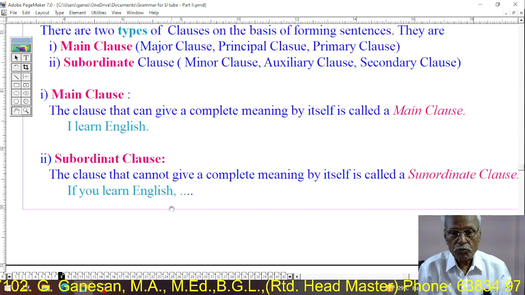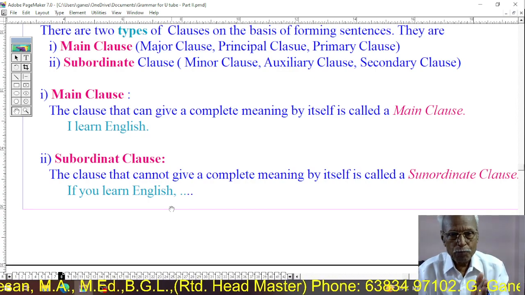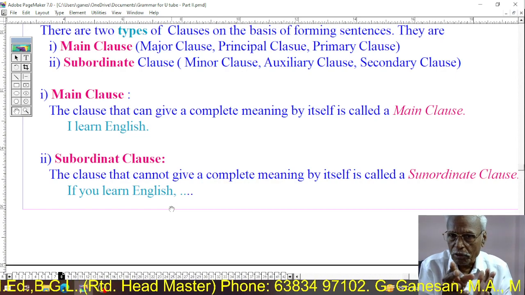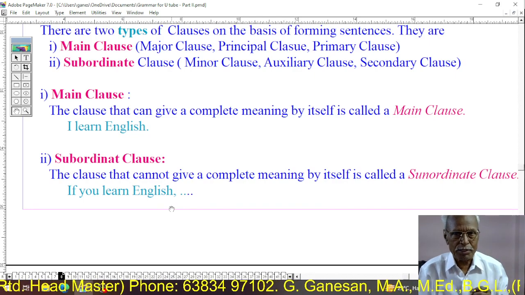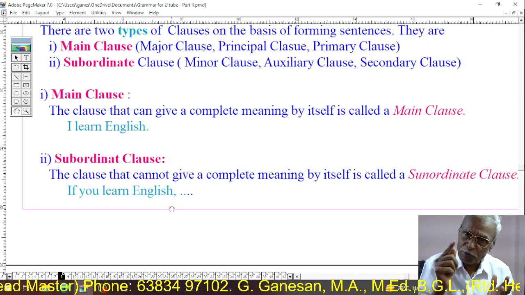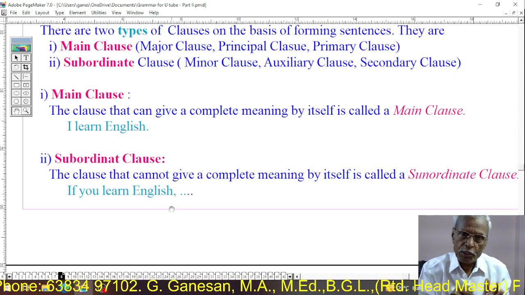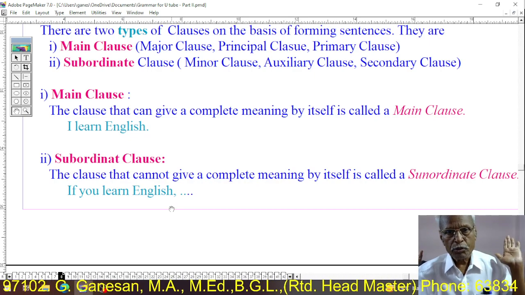So, on the basis of forming sentences, there are two types of clauses: main clause and subordinate clause. If a clause can give a complete meaning by itself, it is called a main clause. If a clause cannot give a complete meaning by itself, it is called a subordinate clause. Okay.